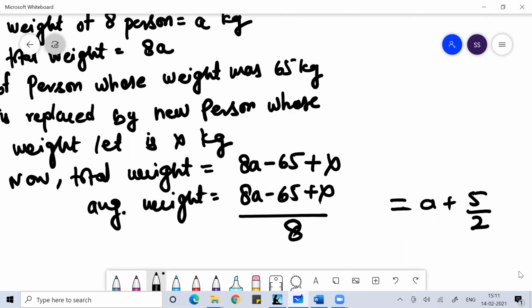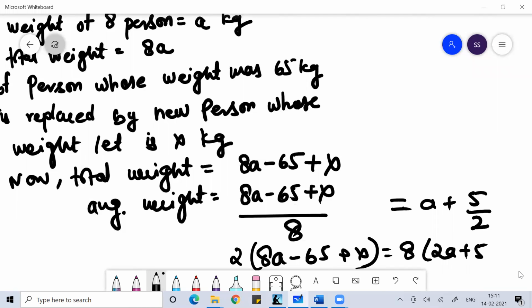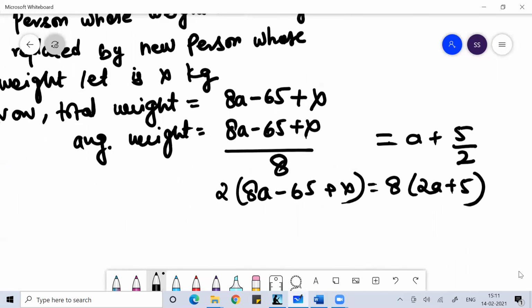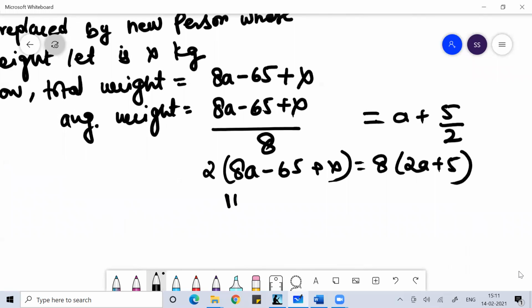Fine now everyone. So I can write this as 8A minus 65 plus x into 2 is equal to not 2. So first you take LCM. So if you take LCM, that would be 2A plus 5 by 2. So this becomes 8 into 2A plus 5. Fine. So this I can write as 16A minus 130 plus 2x is equal to 16A plus 40.